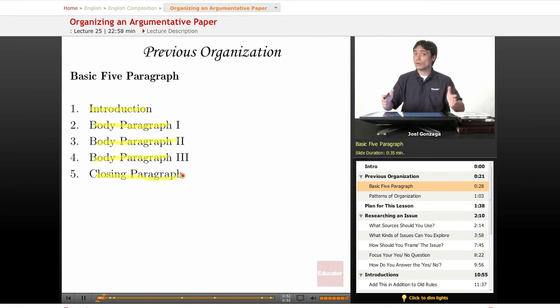Most of the time when you're writing your argumentative paper, a lot of these rules are going to apply. And we're going to just adjust these things that you already know in order to make a great paper.